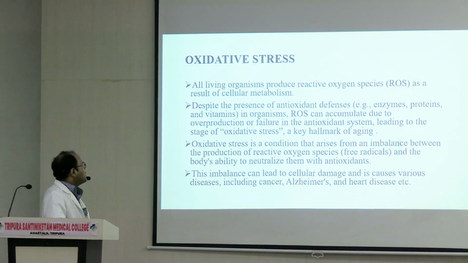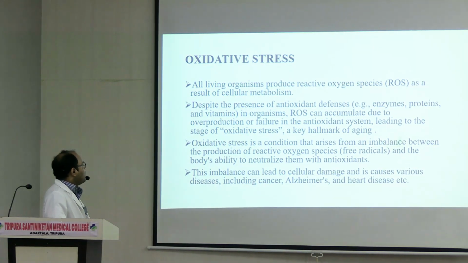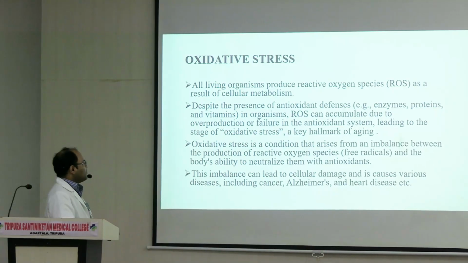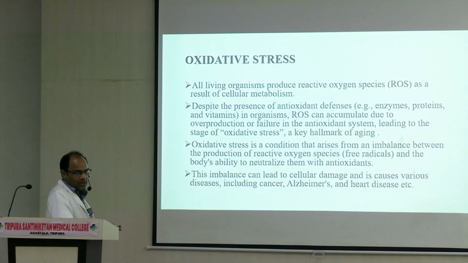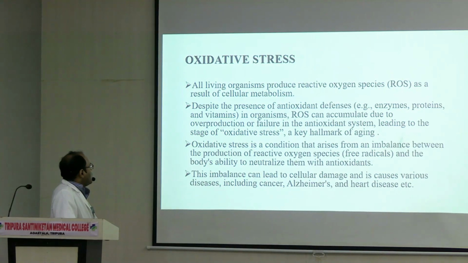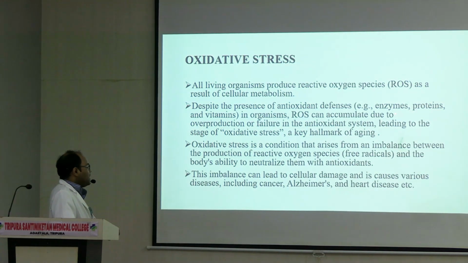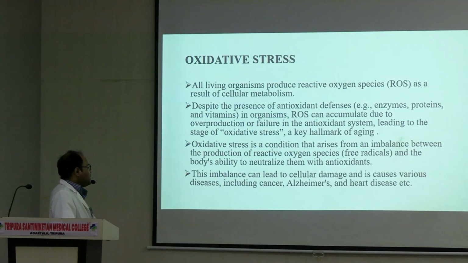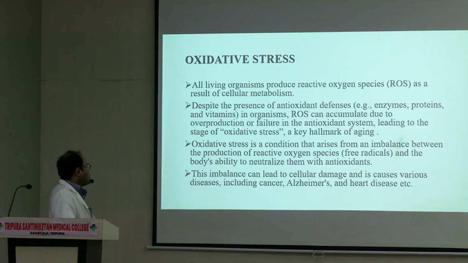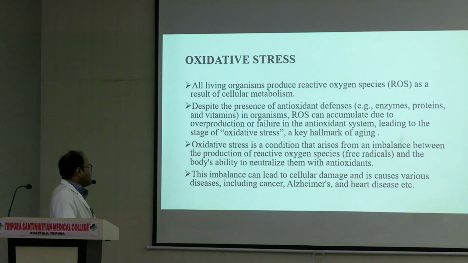What is oxidative stress? Living microorganisms produce reactive oxygen species as a result of cellular metabolism, as I told earlier. Despite the presence of antioxidant defenses like enzymes, proteins, vitamins in the organism, reactive oxygen species can accumulate due to overproduction or failure in the antioxidant system, leading to a state of oxidative stress, a key hallmark of aging.